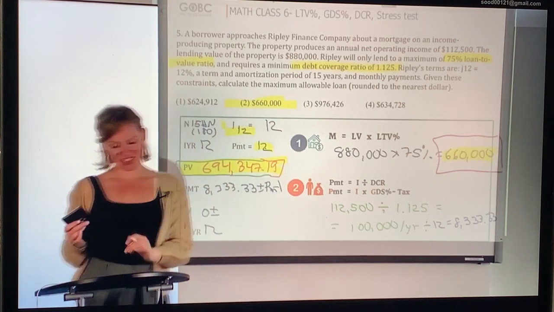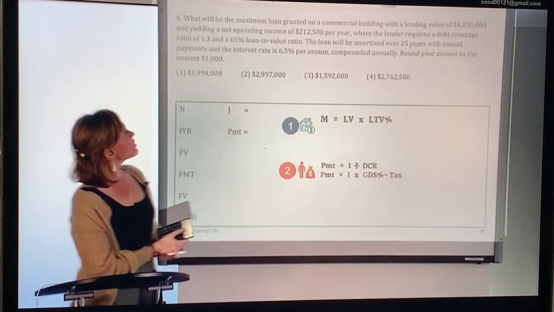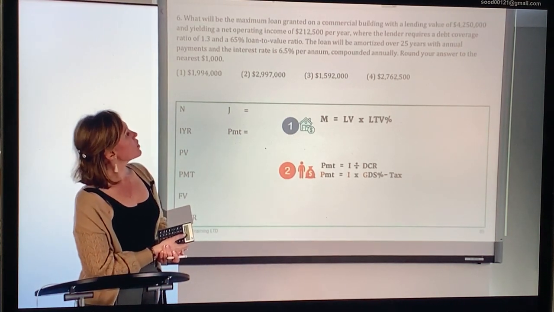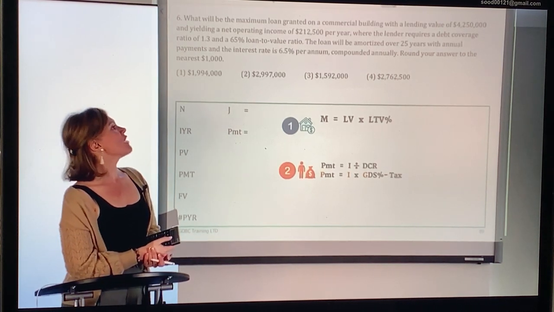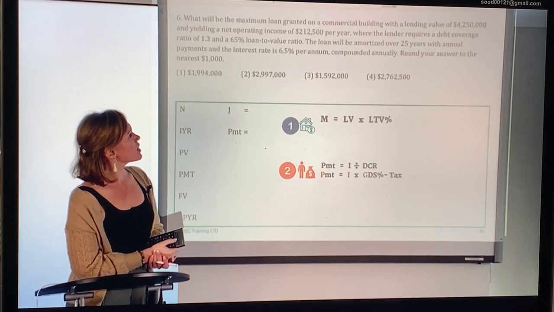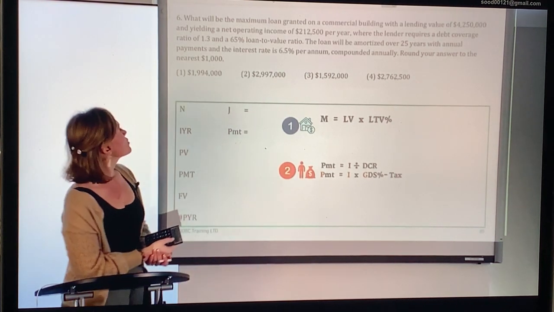Not bad. You should like it. Question 6. What will be the maximum loan granted on a commercial building, so commercial, with the lending value of 4.2 million and 50,000 and the yield of net operating income of 212,005 per year, where the lender requires a debt coverage ratio of 1.3, 65% loan to value ratio, and the loan is over 25 years, annual payments, interest is 6.5 compounded annually, rounded up to the nearest $1,000.